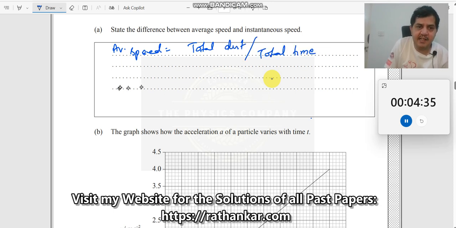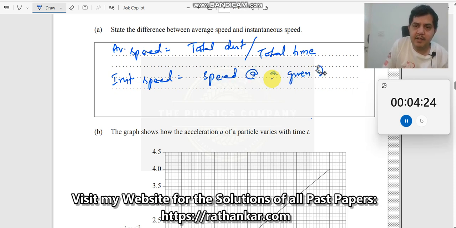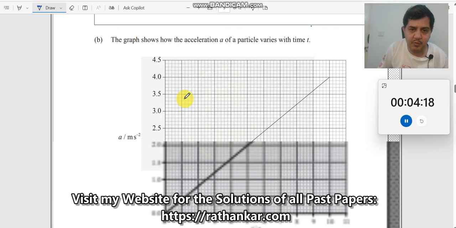And what is instantaneous speed? Instantaneous speed is nothing but the speed at a given instant. Speed at a given instant is regarded as the instantaneous speed. Okay, let us move on to the next one.